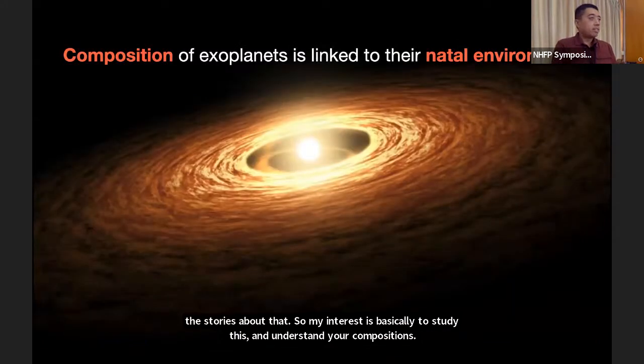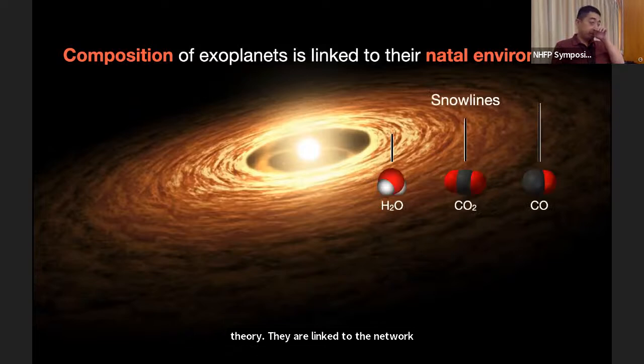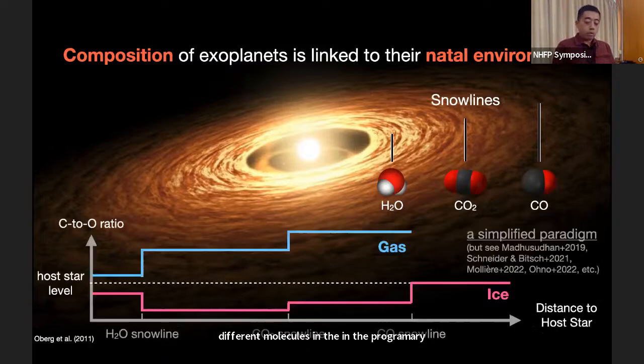So why does the composition matter? Because, based on the theory, they are linked to the natal environment of these planets. So it's expected to see a series of thin lines of different molecules in the protoplanetary disks, including water, CO2, and CO. And therefore, based on this pioneering work led by Karin Öberg, we expect to see the abundance or C/O ratio, for example, is a function of the orbital distances within the disk, and they are different between gas and ice. And we can see these jumps along the snow lines.